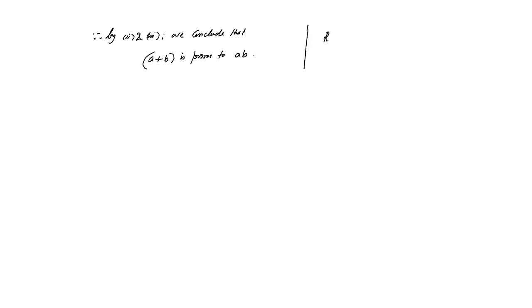Here we use this recall. What is the recall here? We recall the basic facts. So the fact is, if X is prime to Y and X is prime to Z, that implies X is prime to YZ. So we proved this problem.